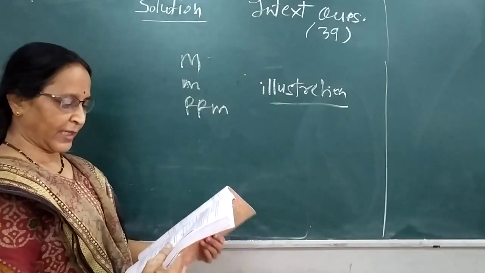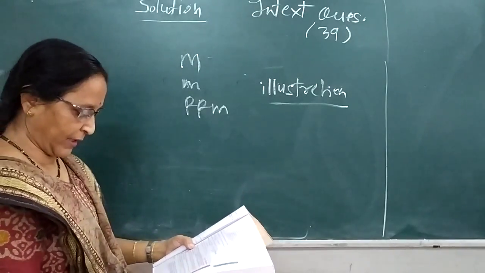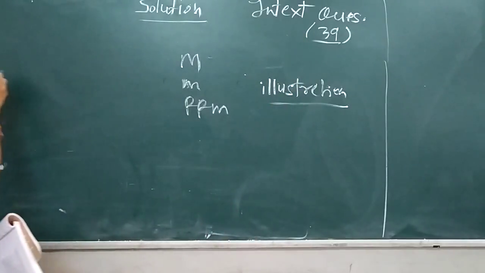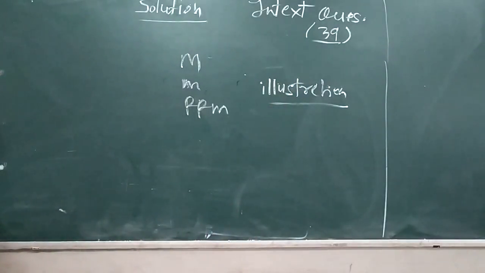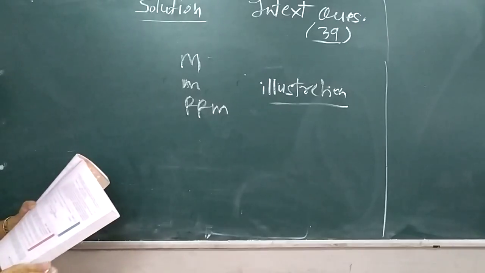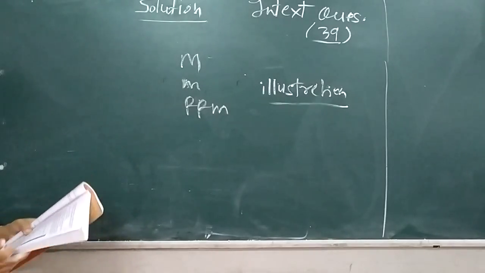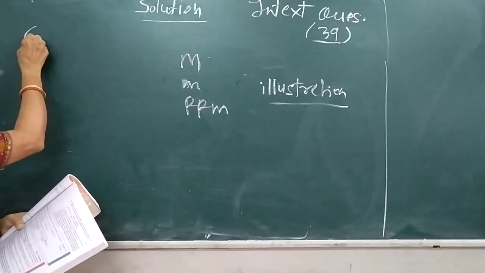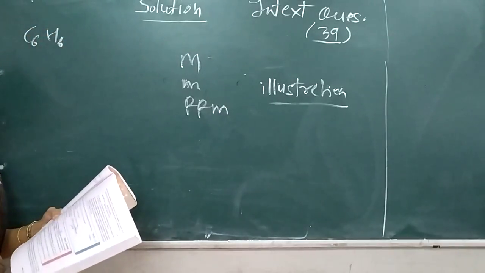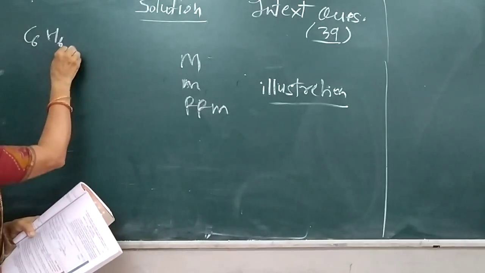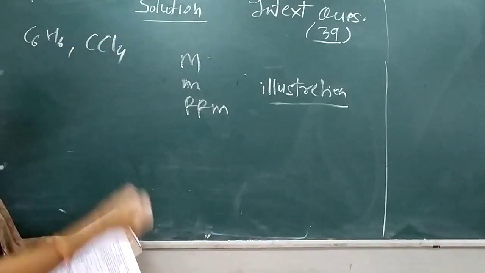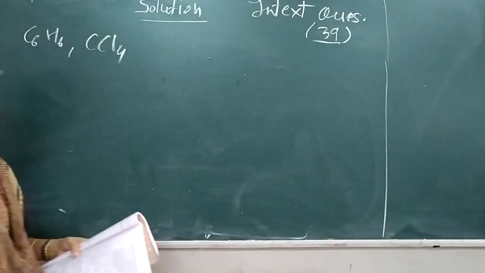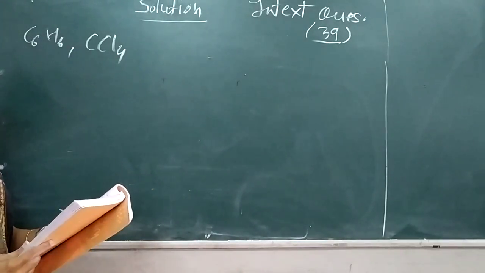It is this in-text question, given in our textbook on page number 39. The first question we will take is question 2.1. Calculate the mass percentage of benzene, C6H6, and carbon tetrachloride, CCl4. We have to calculate both mass percentages, which means in 100 grams.